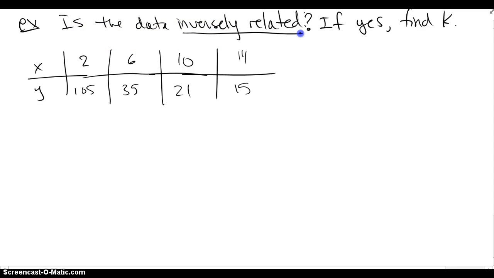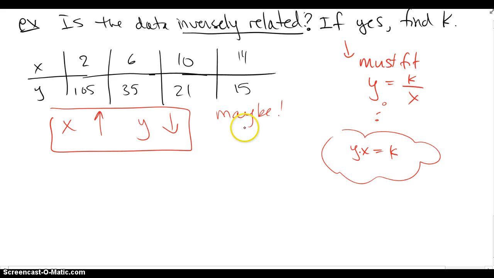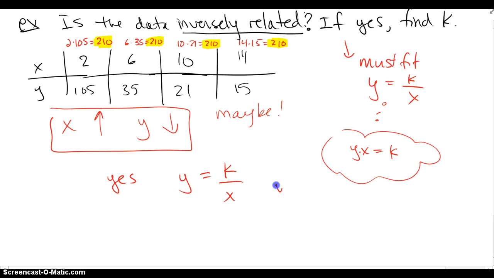Let's look at an example. Is the data inversely related? If yes, find k. Well, it must fit y equals k divided by x, or yx equals k, if it is supposed to be inversely related. Also notice as x goes up, y goes down in this case. So because x goes up and y goes down, I'm thinking, yeah, maybe it does fit this, but I have to go test it. And when I do that, notice the product of each of the x's and y's always gives me the same constant, 210, as this would indicate. So I'm thinking, yes, y is equal to k over x with k equals the same 210 I always get.